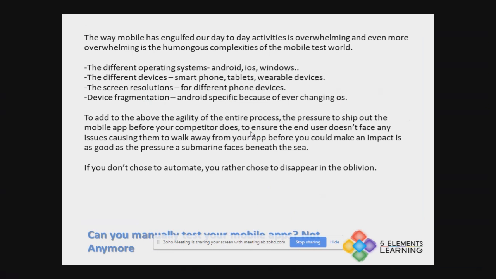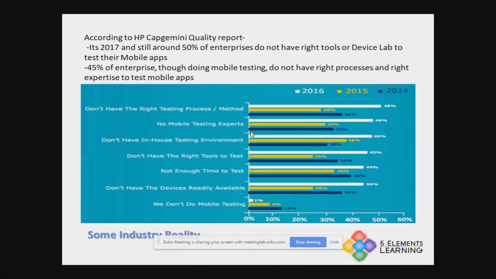Because of all of this, automation is a necessity than an option for mobile testing, and we rather choose that instead of disappearing to the oblivion. According to the HP Capgemini Quality Report, in the year 2017, 50% of the enterprises did not have the right tool or the device lab to test their mobile apps. And 45% of those enterprises thought that it's okay not to automate the mobile app testing. But that's again, as I said, not advisable.